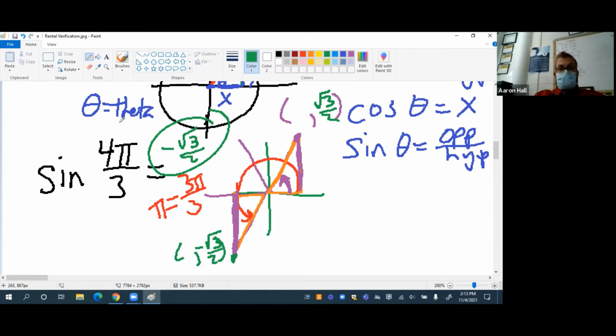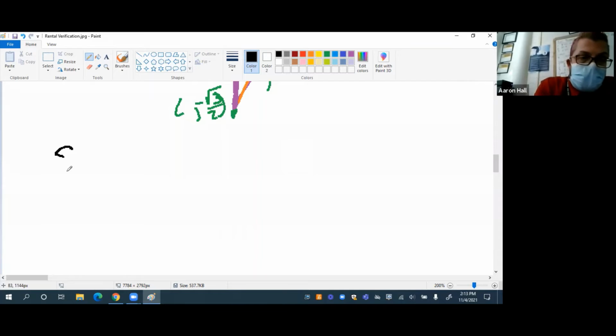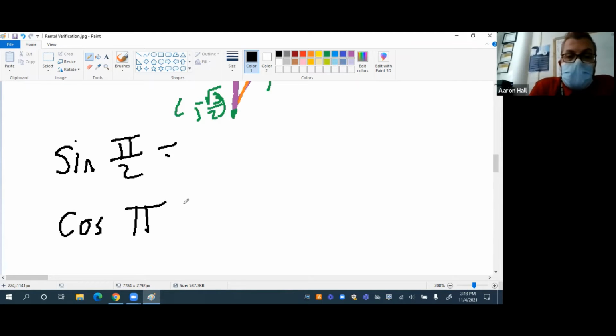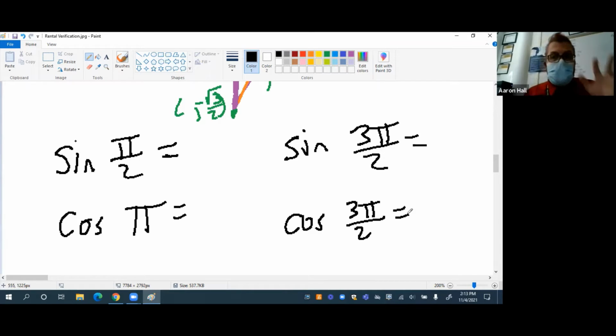Oh, yeah. Okay, awesome. The only concern that I have is, what if we're in between quadrants? What if I have something like sine of pi halves, or cosine of pi, or sine of 3 pi halves? Let's do cosine of pi, and cosine of 3 pi halves as well. What if I'm in between quadrants? I would argue that the hand trick sort of fails us when we're in between quadrants.